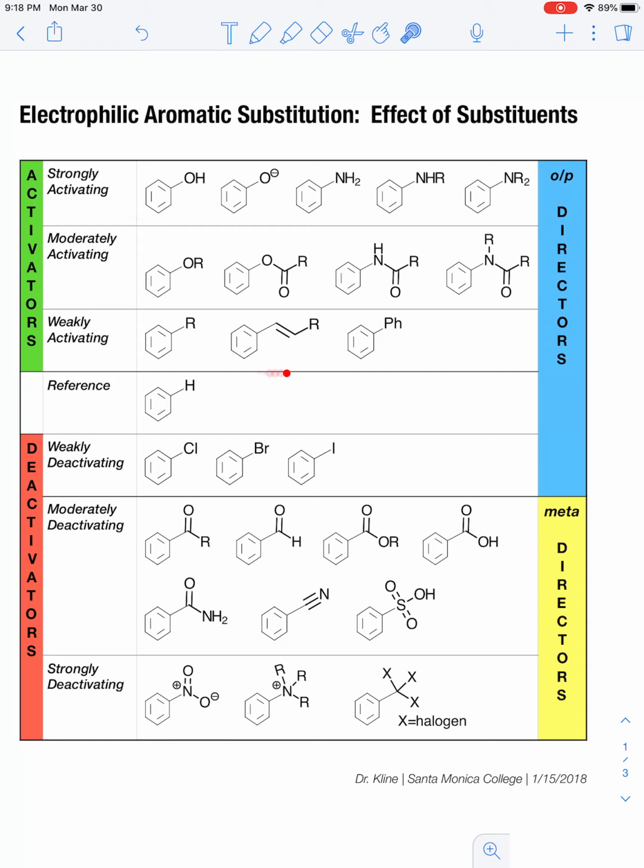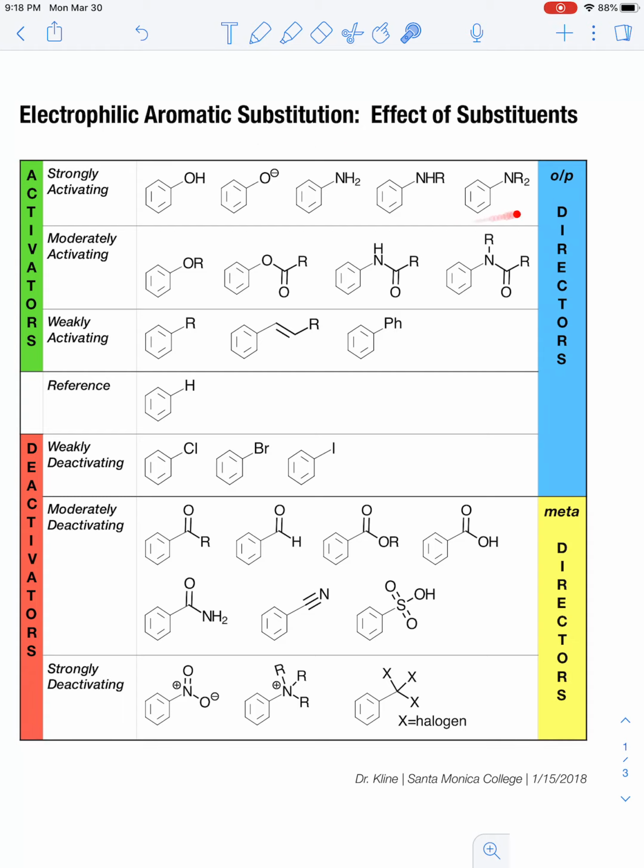But first, I just wanted to point out, again, all activators are ortho-para directors, all meta directors are deactivators, and then we have the halogens, which are weakly deactivating, but also ortho-para directors. They're kind of the anomaly here.